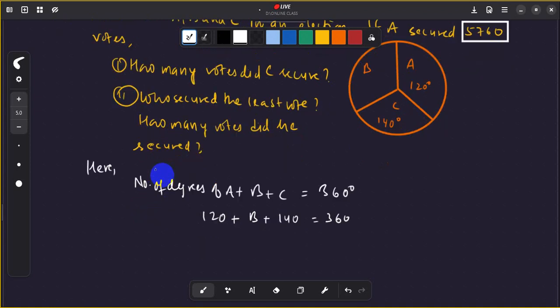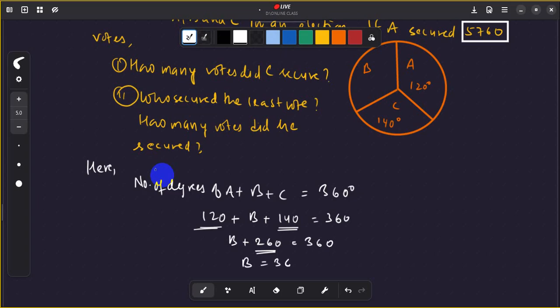Now how much will it be? 120 plus 140 is 260. B is copied as it is. 120 plus 140 is 260. 0 plus 0 becomes 0, 4 plus 2 is 6, 1 plus 1 is 2. So B plus 260 equals 360.